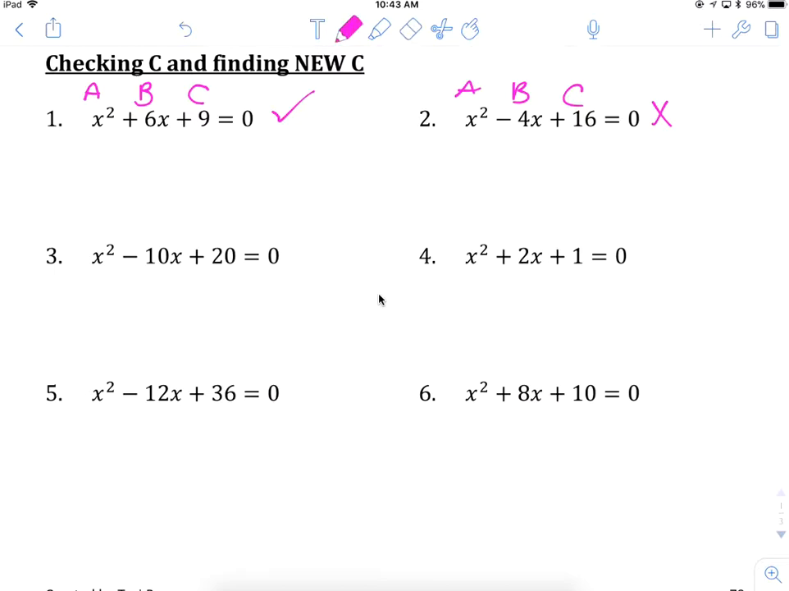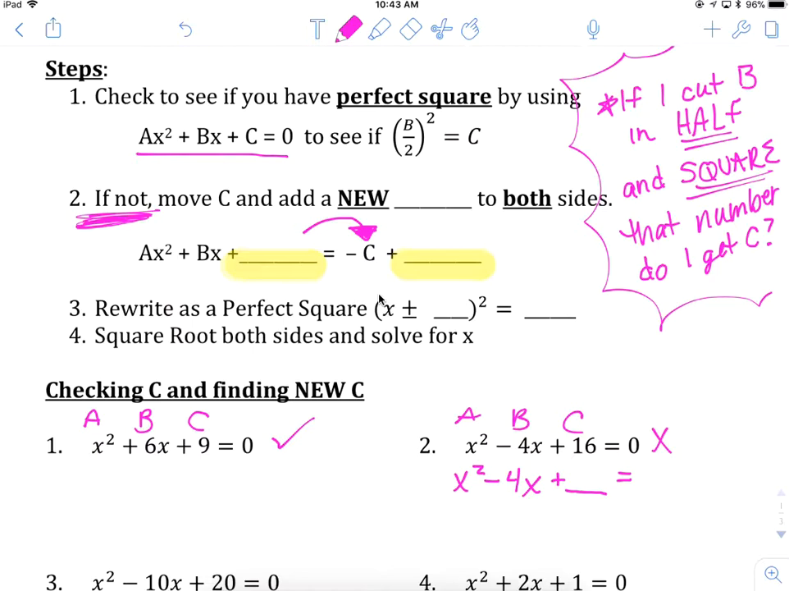We're going to copy our equation, x squared minus 4x, but instead of keeping that 16, we're going to get rid of it and put a blank where it used to be. Now, if we don't like C, if we don't like 16, we can't just poof, get rid of it. We've got to move it to the other side. And what happens when we move it to the other side is that its sign changes. So we've changed it to a -16.